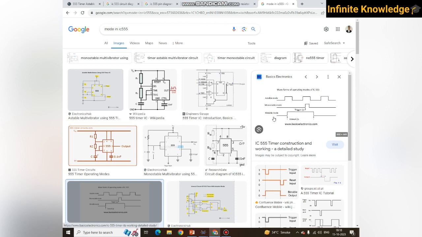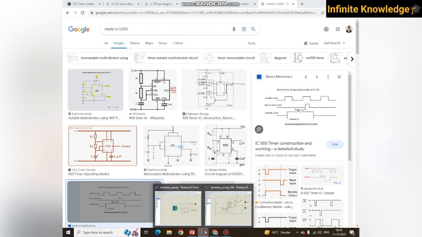In bistable mode, what do you require? You require a signal. Once the signal occurs, it changes its state from 0 to 1 and remains at 1. Once again, when an external signal occurs, it changes its state. If this signal does not occur, it continues to remain. So here we are using astable mode, because these two are not applicable for our purpose.